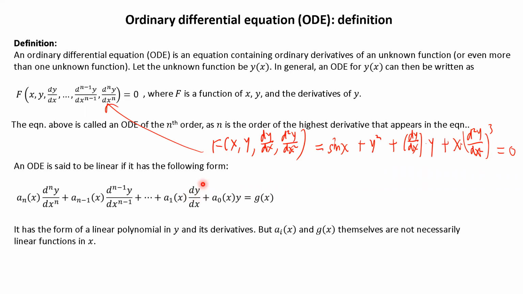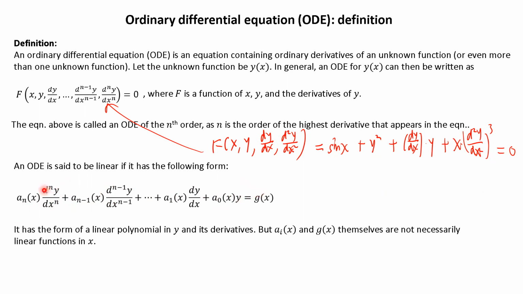So then what is nonlinear? You could imagine that if here I have a y squared instead of y, then that would be nonlinear. If this is not dy/dx, but dy/dx to the power n, then that would make this polynomial nonlinear. Similarly, if this is the nth derivative to the power m, or if this is the sine of this derivative, then again it won't be a linear polynomial. So whenever you see this form, we call this a linear ODE.